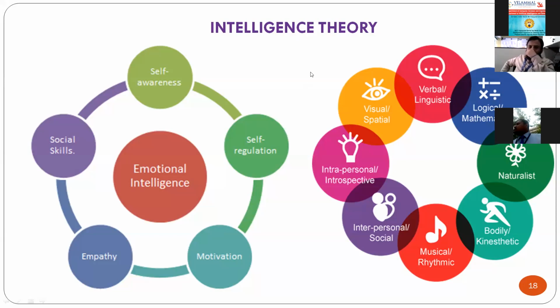Based on emotional intelligence, we should adopt in our curriculum, our syllabus, or our content some direct or indirect emotional intelligence content. That is based on self awareness, self regulation, motivation, empathy, or social skills. Somehow we should adopt it based on emotional intelligence. Suppose, for example, computer network security, I have taken computer network security.